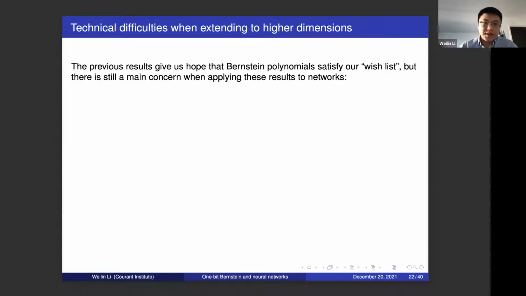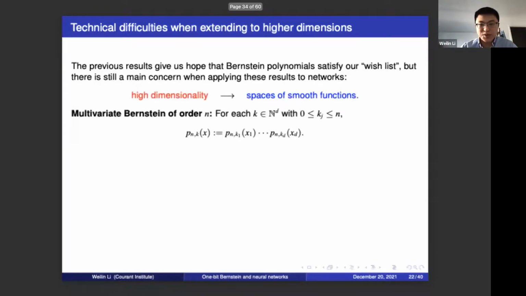But there's still a big issue when applying these to neural networks. I mean, the usual issue is high dimensionality, right? But it's more profound in our case because the curse of dimensionality is usually referred to in terms of a computational cost, like it's more expensive to compute in higher dimensions. But for us, it turns out to be a much bigger issue than just that.